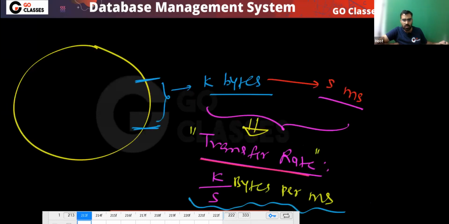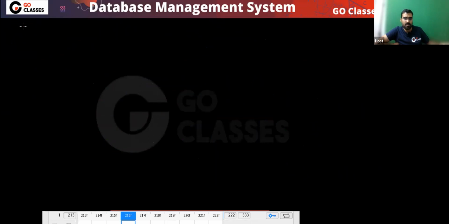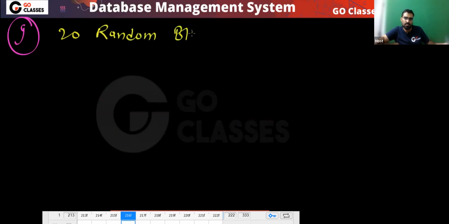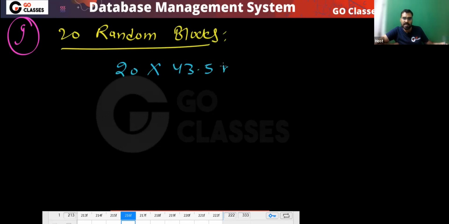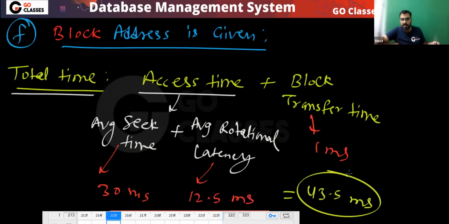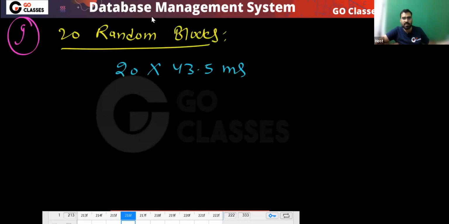Okay, let's solve this question now. If you have 20 random blocks, in this situation, what do we need to do? The total time will be very simple. That will be 20 multiplied by the 43.5 millisecond that we have calculated, right? Agree or not? Because you have 20 random blocks. This is the per block time.